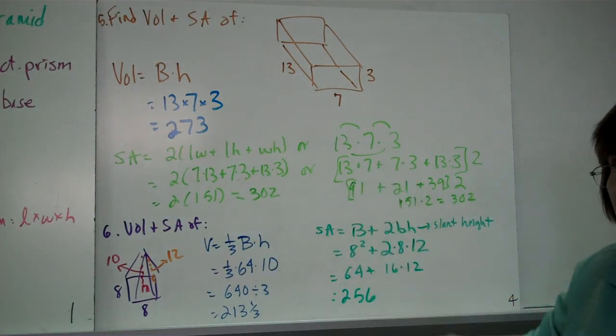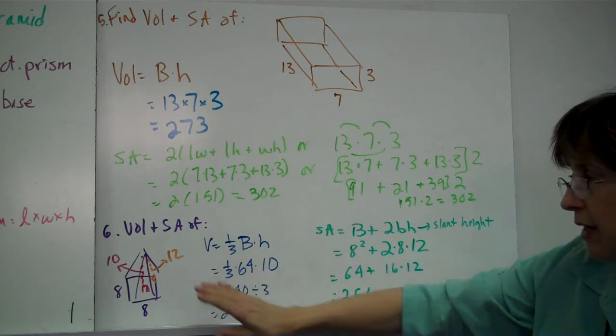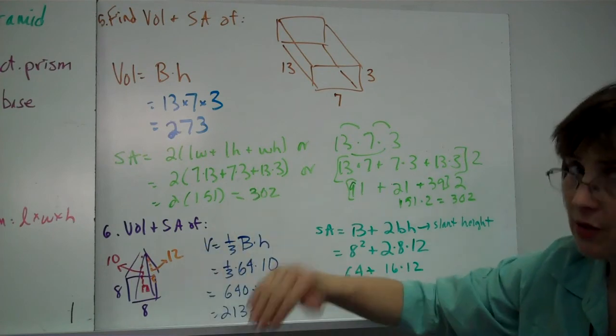I think we've done this enough. You can kind of get it. If you don't, please ask me a question in class. Then lastly we have the volume and surface area of the square pyramid. Back to the square pyramid again.